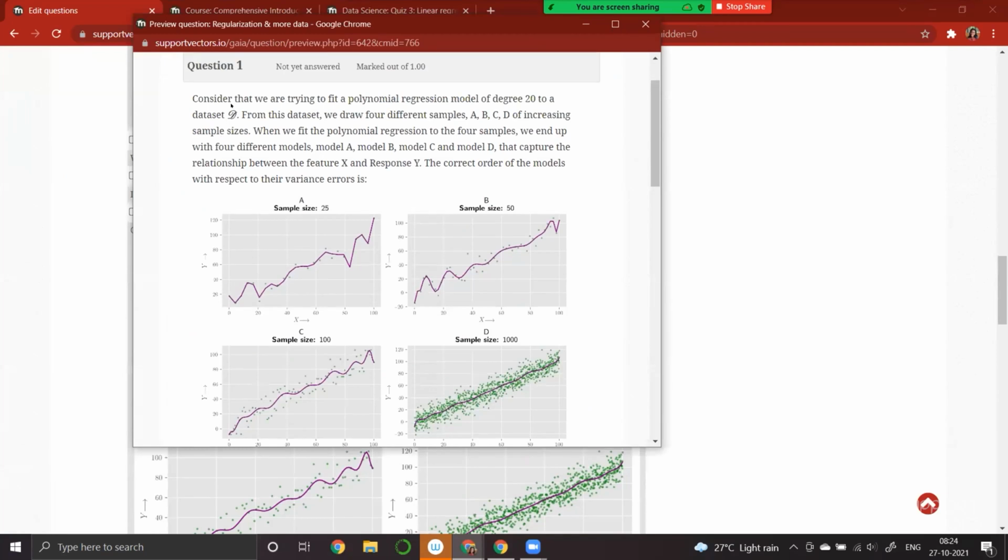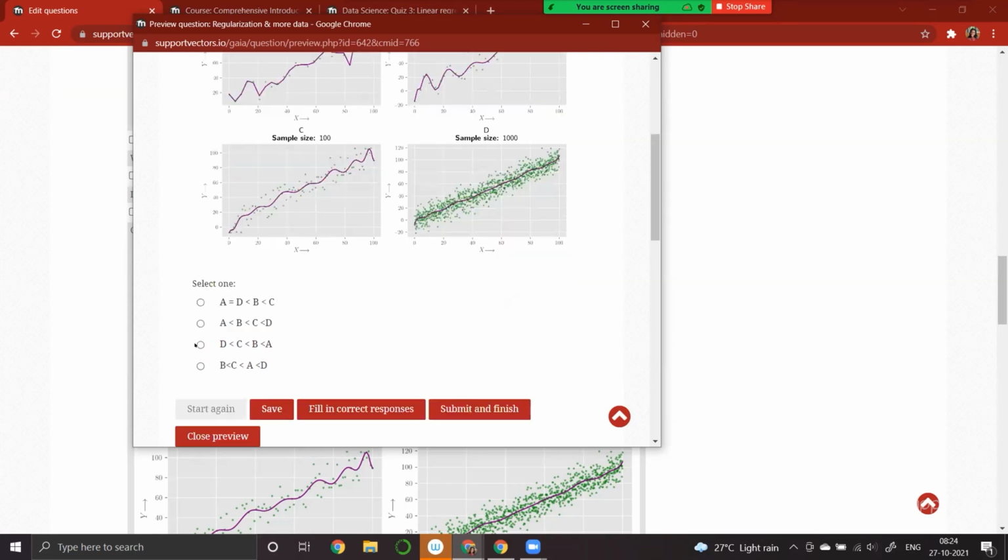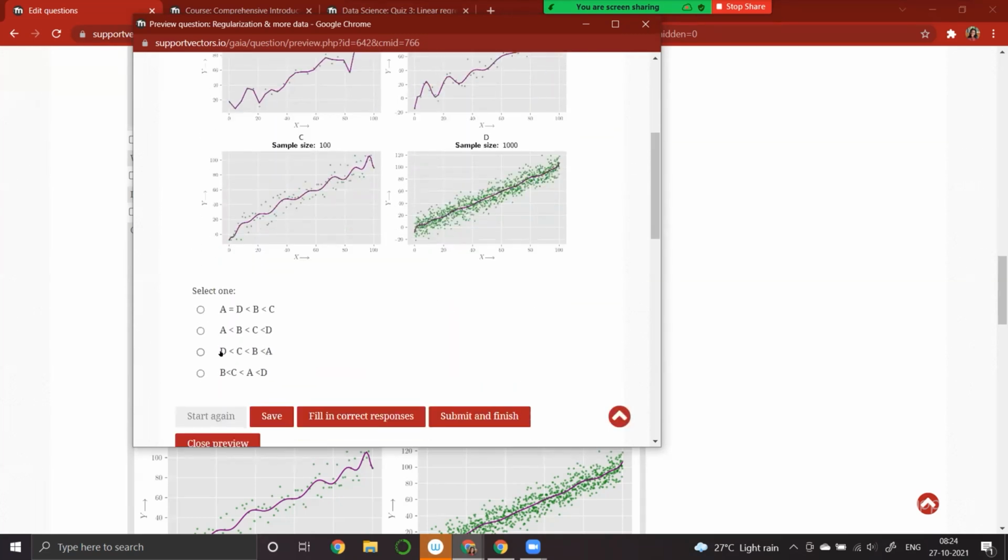So same question. The correct order of the models with respect to their variance errors. It's a similar question, but now we are ordering all the 4 models. As we saw, A has the most variance errors, B has comparatively less, C has a little bit lesser than that, and then D has the least, because it is more regularized and it fits the model more truly to the data. So in this case, D has the least, and then comes C, and then B, and then A.